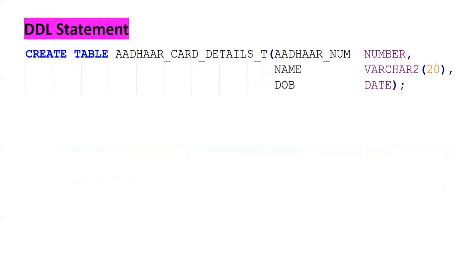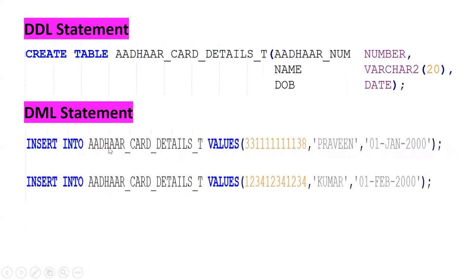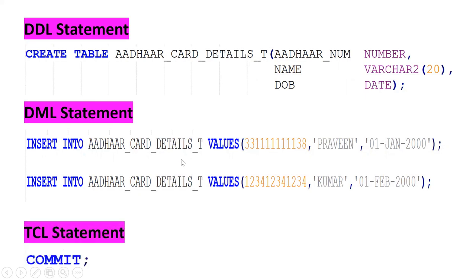In a similar fashion, I want to create one more table for Aadhaar card details. It has Aadhaar number, name, date of birth. The same thing. So the same two examples, like Praveen and Kumar, but the PAN numbers and Aadhaar numbers are different. I committed this transaction. So for Aadhaar card details, I created the table, inserted two records, and committed those transactions.